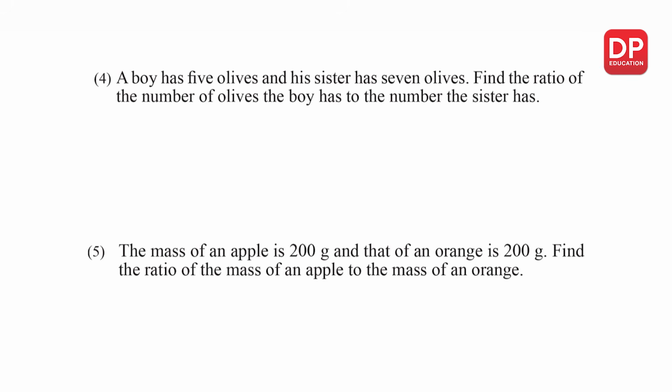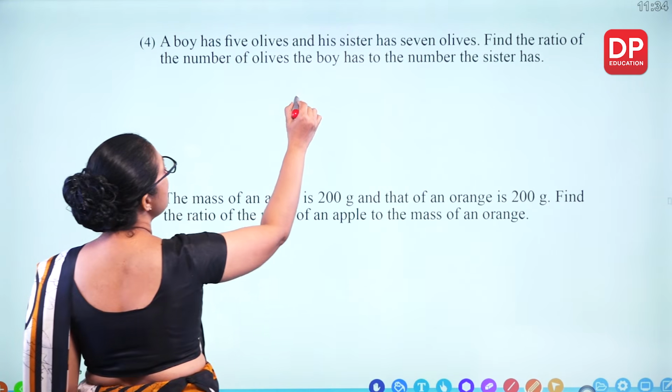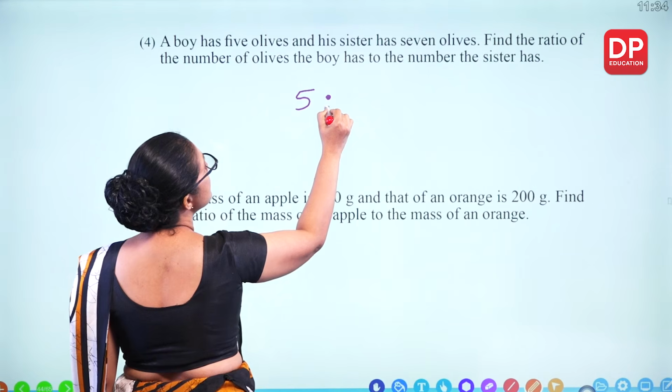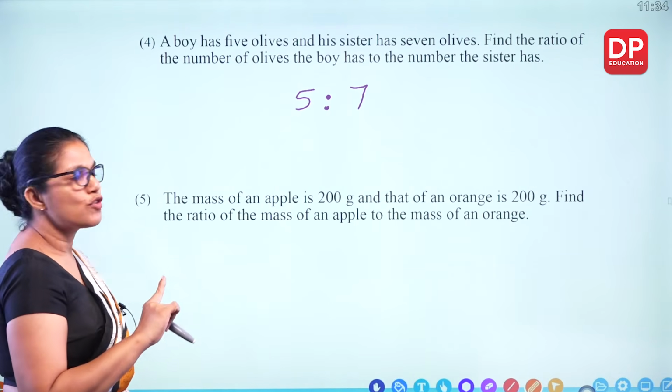A boy has 5 olives and his sister has 7 olives. Find the ratio of the number of olives the boy has to the number the sister has. So the boy has 5 olives and the sister has 7. So this ratio is 5 to 7.